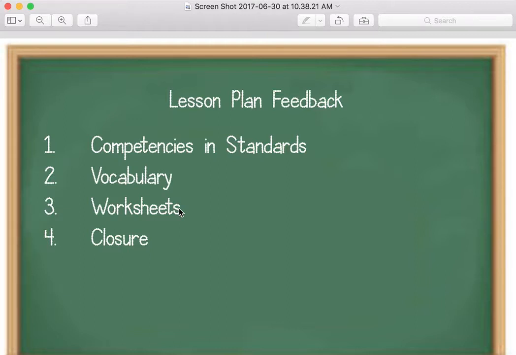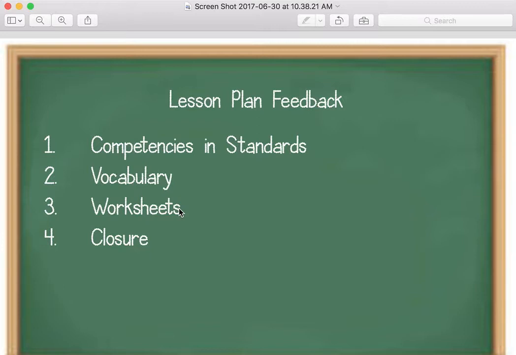Anyone can pull out a workbook and give someone a worksheet. That doesn't mean they're learning. So just remember that. Last but not least, closure must be on your lesson. In the procedure, after the assessment, you need to wrap up your lesson. You need to close it.